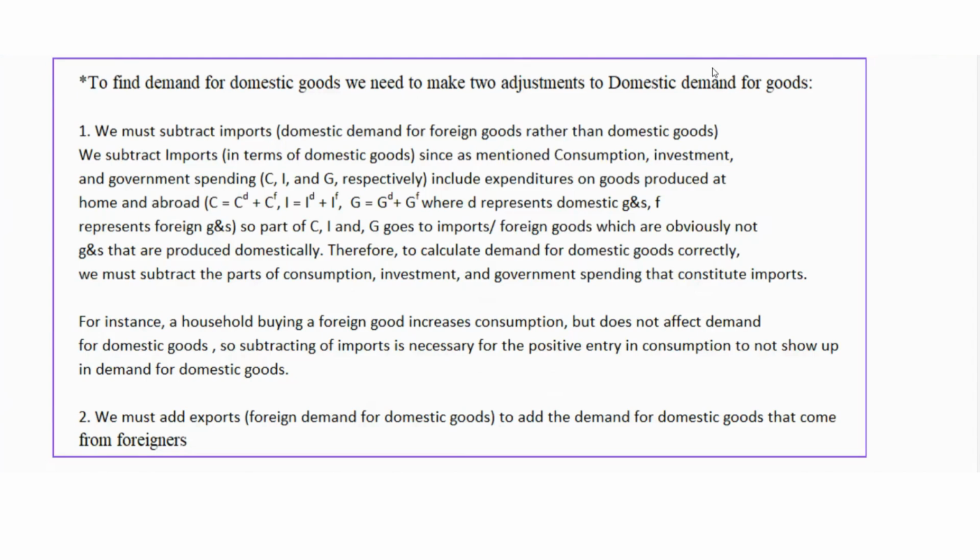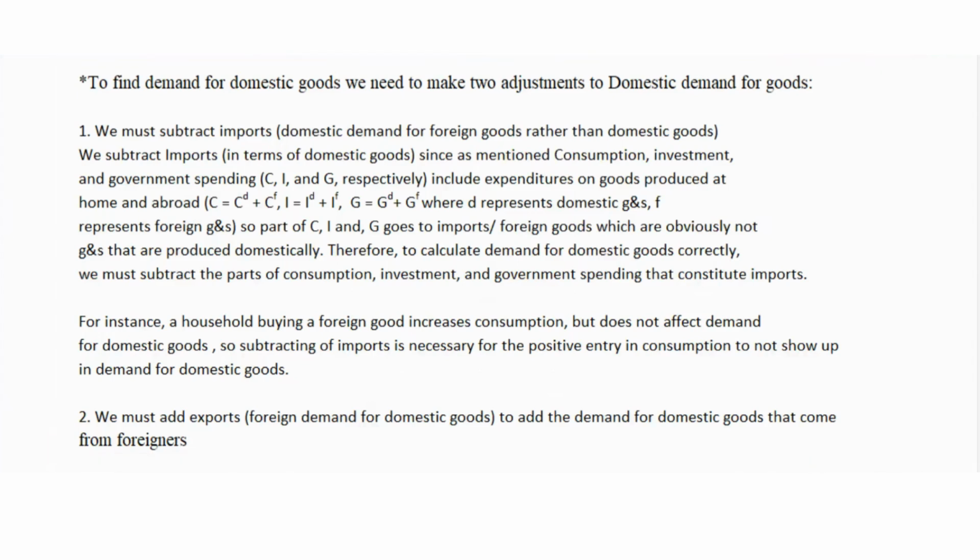So we know that domestic demand for goods is just C plus I plus G, which includes expenditure by domestic households, domestic private firms, and domestic government, regardless of whether it's on domestically produced goods or foreign goods. So if you want to find the demand for domestic goods, we need to subtract the expenditure on foreign produced goods that is in C, I, and G, because we're only interested in domestic goods that are bought by domestic or foreign residents. And then we need to add that expenditure on domestic goods by foreign residents, which is exports.